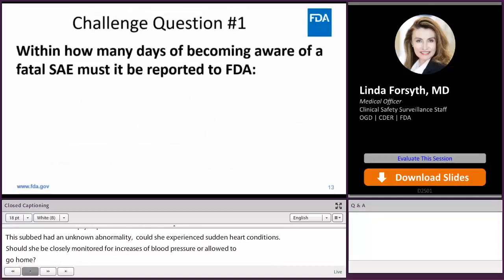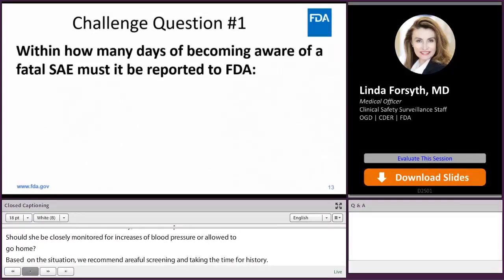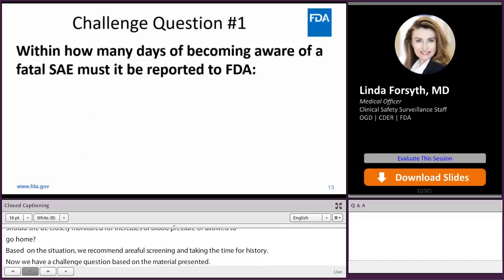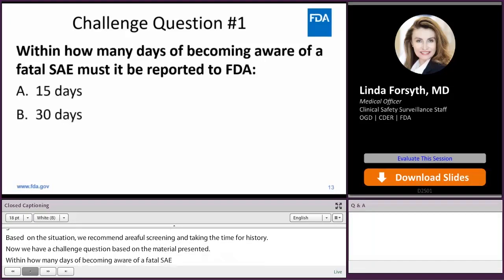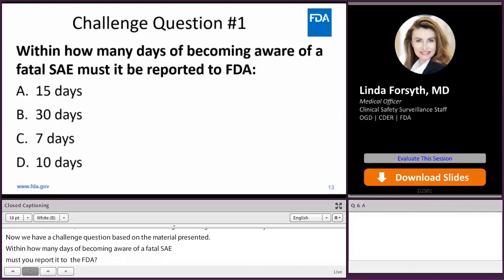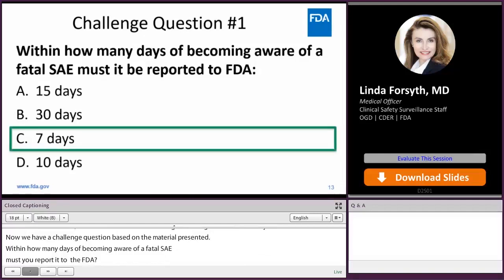Now we have a challenge question based on the material presented. Within how many days of becoming aware of a fatal SAE must it be reported to the FDA? Is it 15 days, 30 days, 7 days, or 10 days? The answer is C, 7 days. You must report a death within 7 calendar days to the FDA.